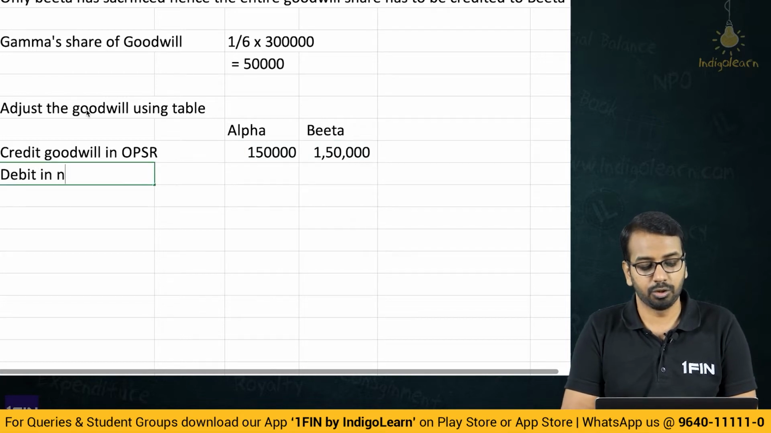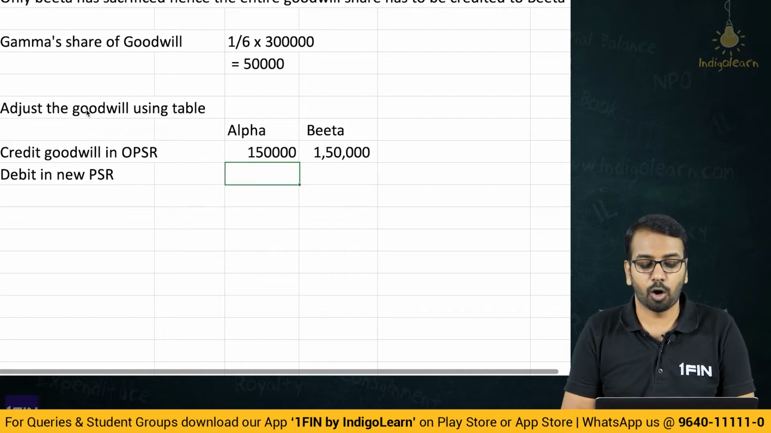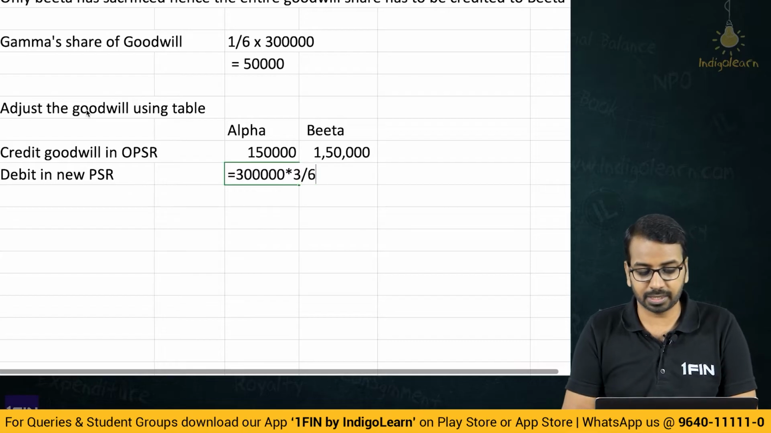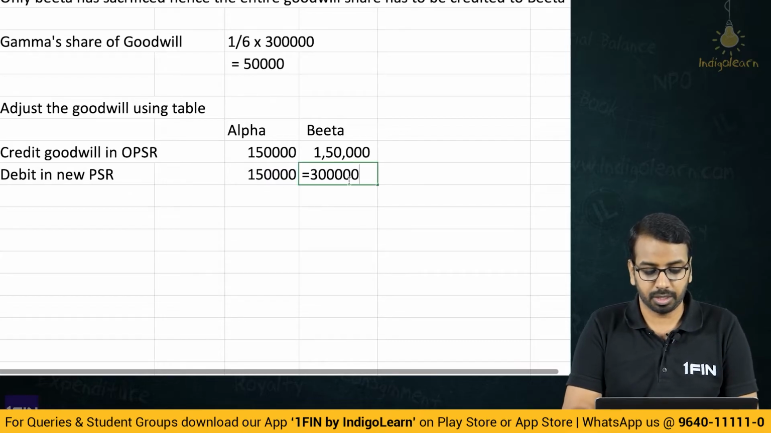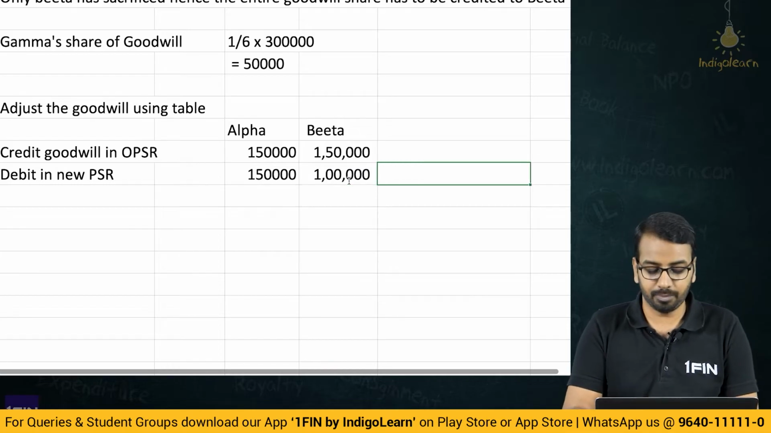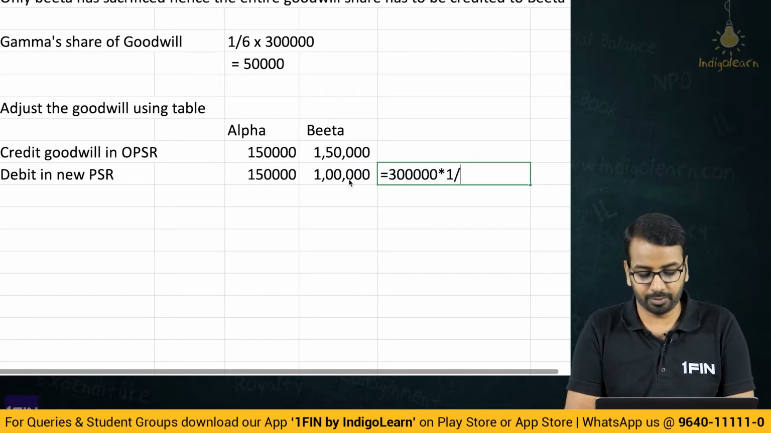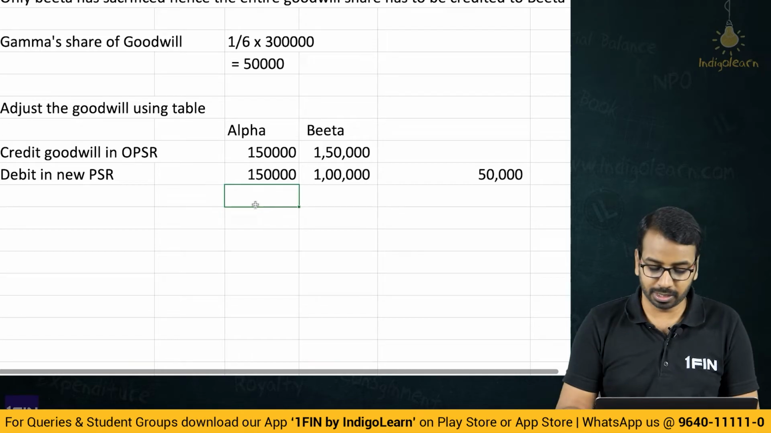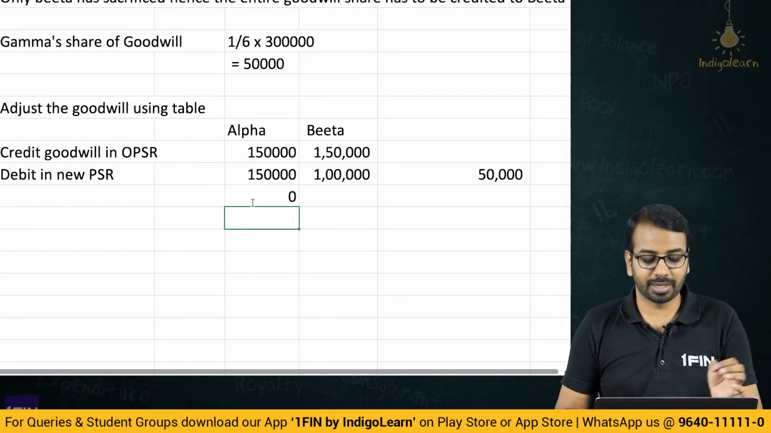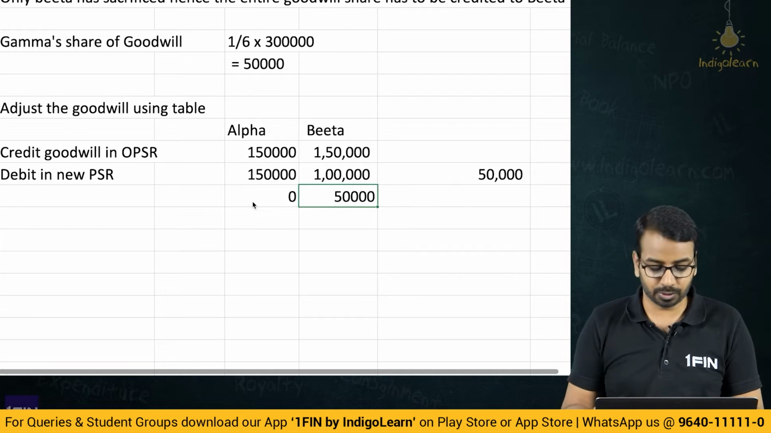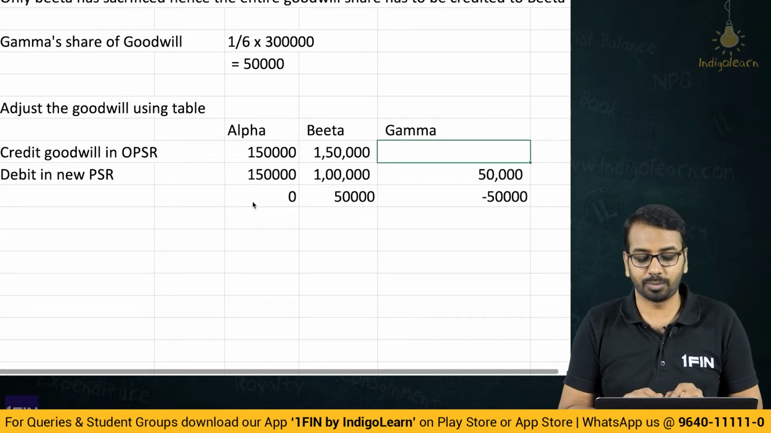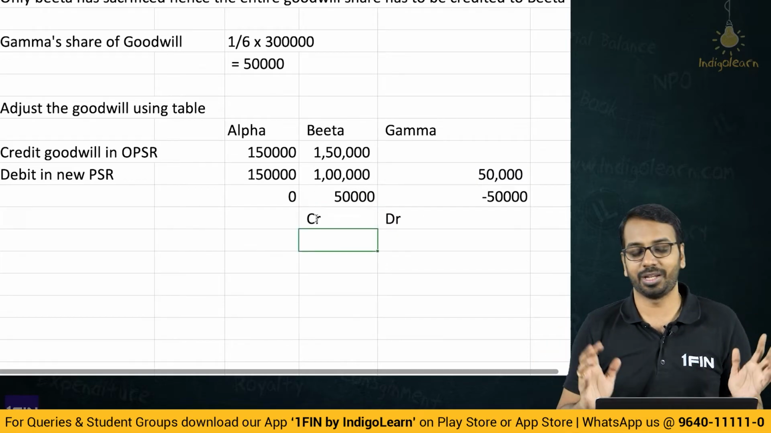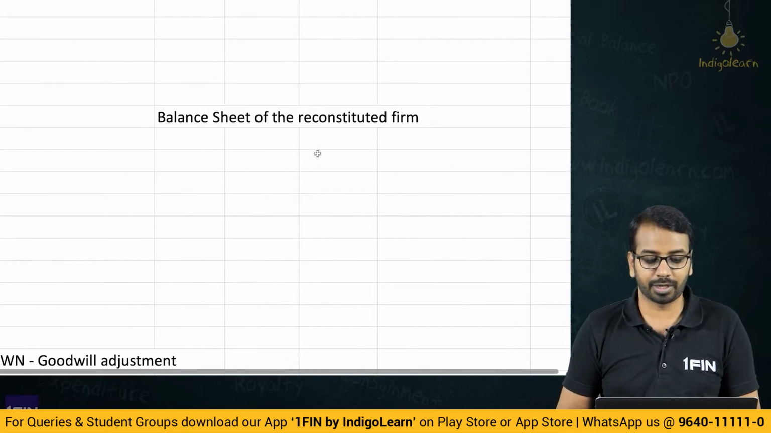Debit in new profit sharing ratio. How much is Alpha? Alpha is 3 by 6. So, 3 lakhs into 3 divided by 6. Here it is 3 lakhs into 2 divided by 6, and Gamma 3 lakhs into 1 divided by 6. So, what has happened? You credited in old profit sharing ratio, debited in new profit sharing ratio. What is the difference? For Alpha, 1,50,000 minus 1,50,000, credit minus debit, 0. For Beta, credit minus debit 50,000, Gamma minus 50,000. So, basically what it means, you will credit Beta by 50,000, you will debit Gamma by 50,000. Either way you can do it in the examination, right. So, we have done the goodwill adjustment perfectly fine.